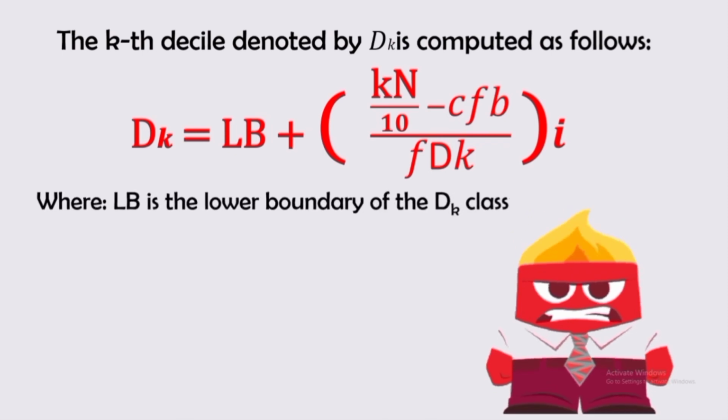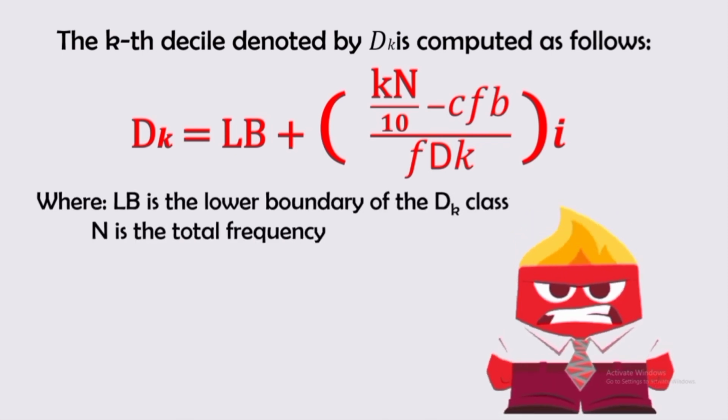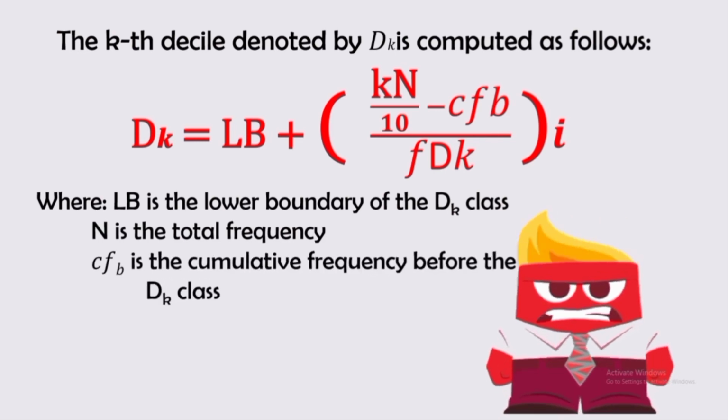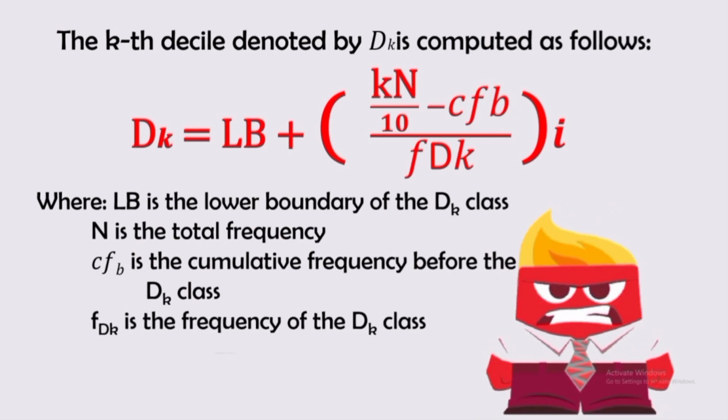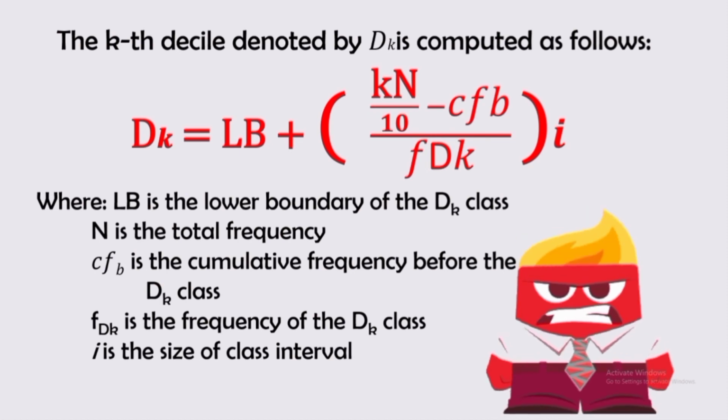Where LB is the lower boundary, N is the total frequency, CF is the cumulative frequency, F is the frequency, and I is the size of the class interval.